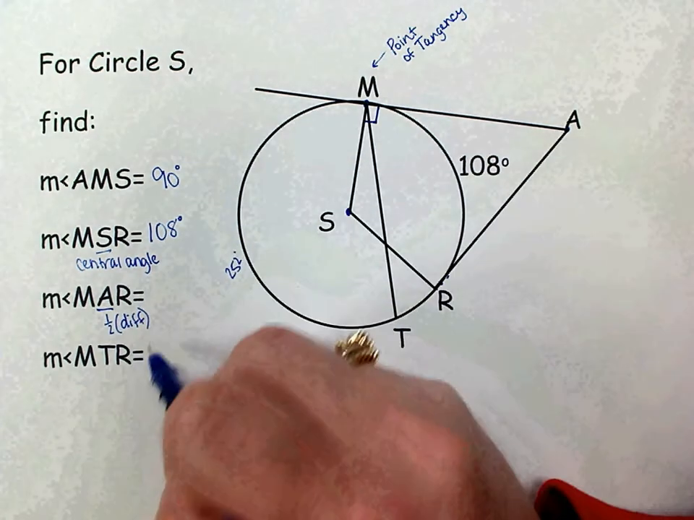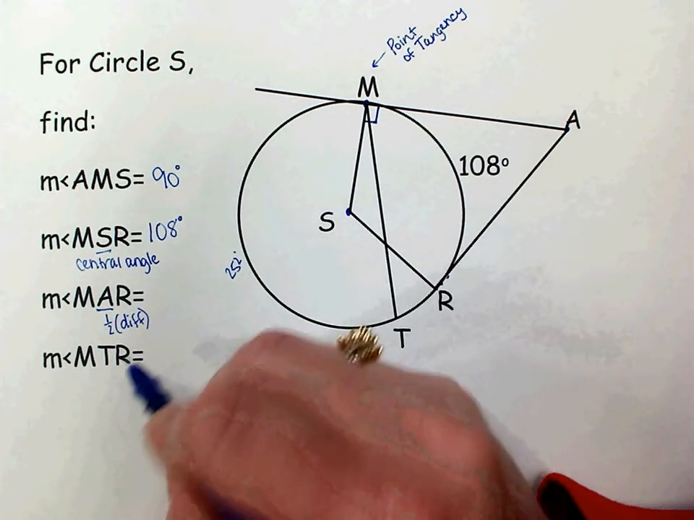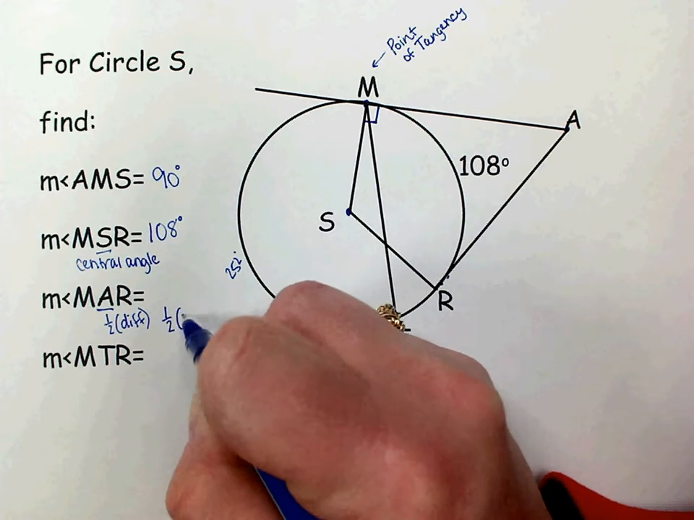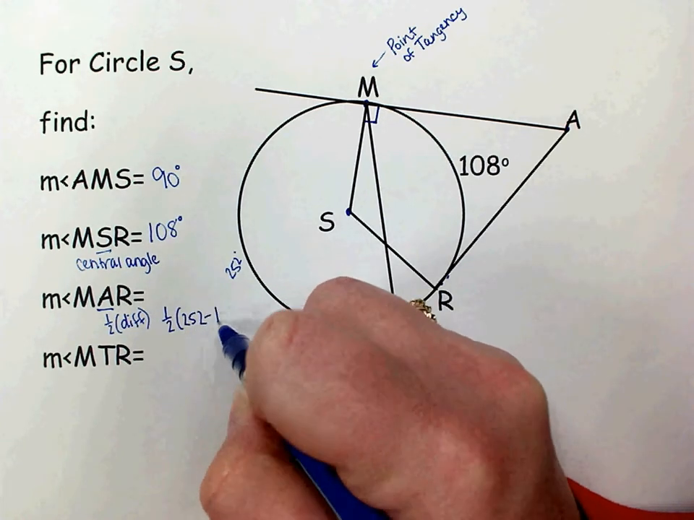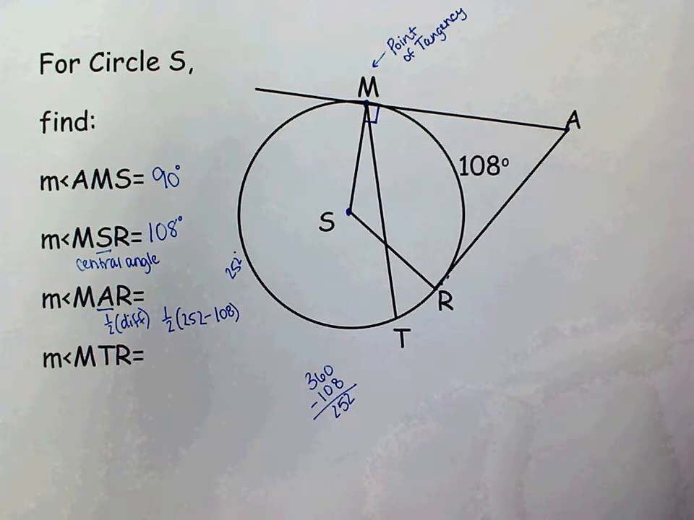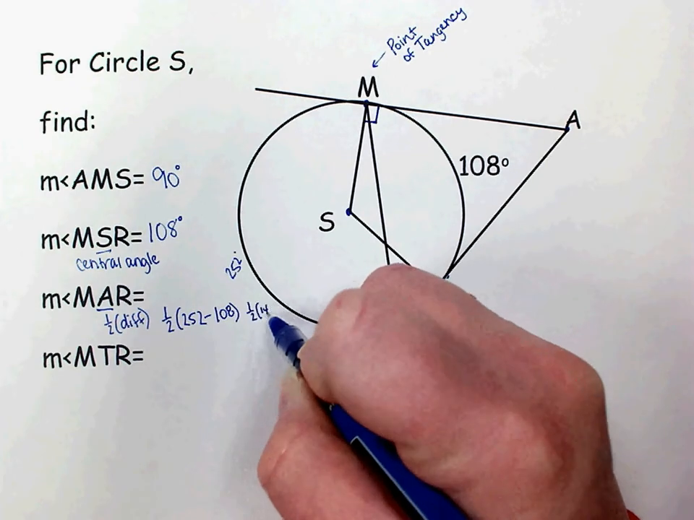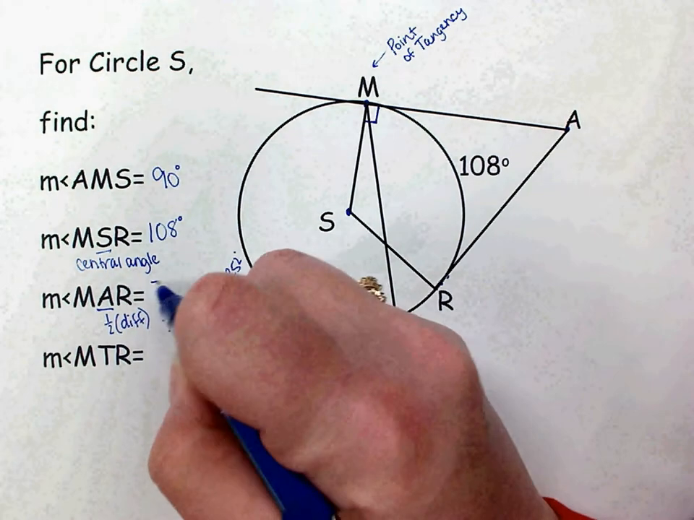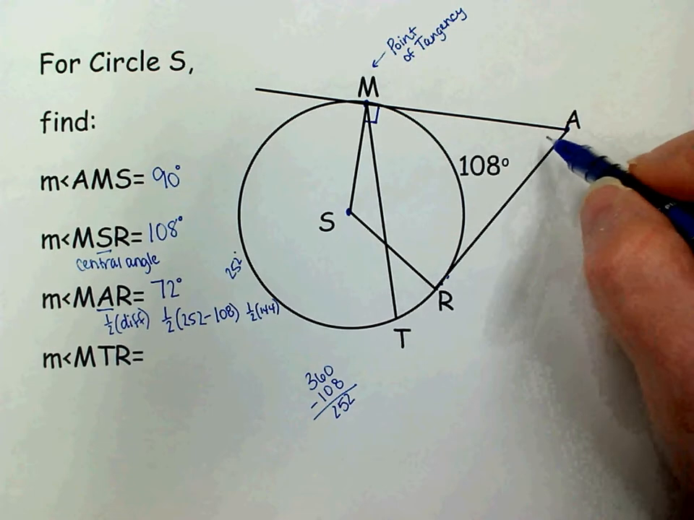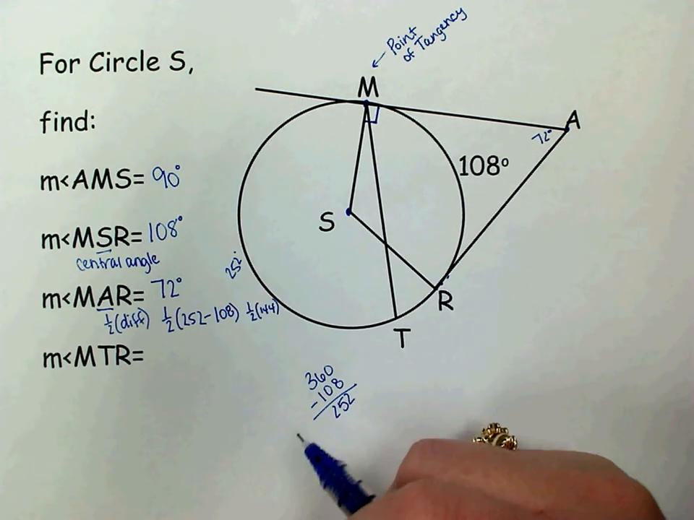So to find the measure of angle MAR, we're going to find half of 252 minus 108. So 252 minus 108 gives us 144. Half of 144 is 72. So the measure of angle MAR is 72 degrees.